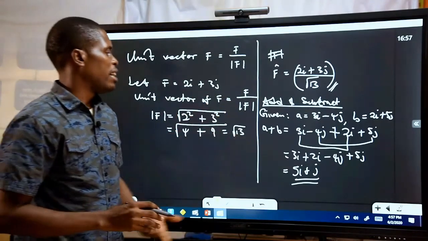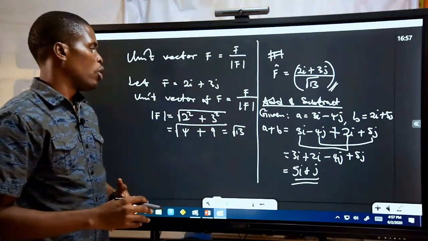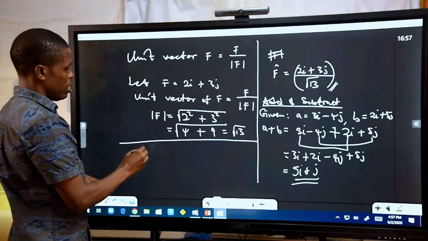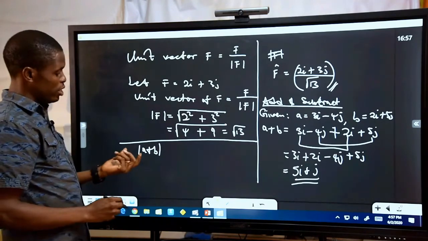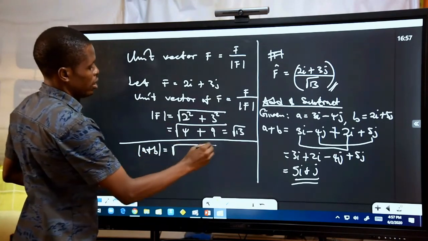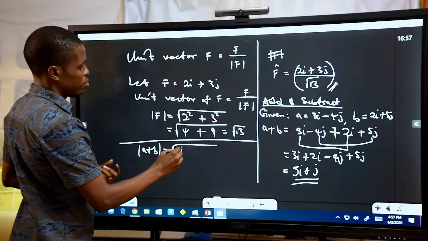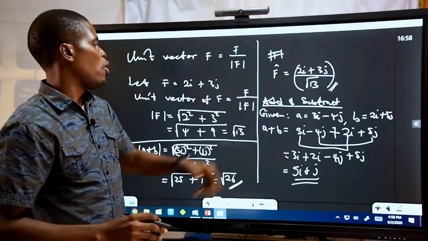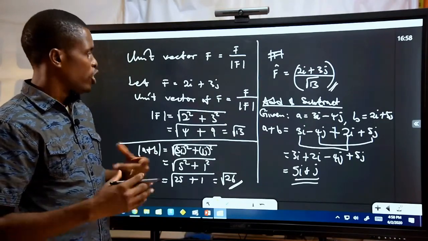If we are also asked to look for the modulus of a plus b, the magnitude of a plus b, you just find the square root of this. You have 5i all squared plus j, which is 1j, all squared. That is the same thing as 5 squared plus 1 squared. 5 squared is 25, 25 plus 1 is 26, so you have the square root of 26. You can find the square root with your calculator, or you can leave it that way. So that is for modulus, addition and subtraction of vectors.